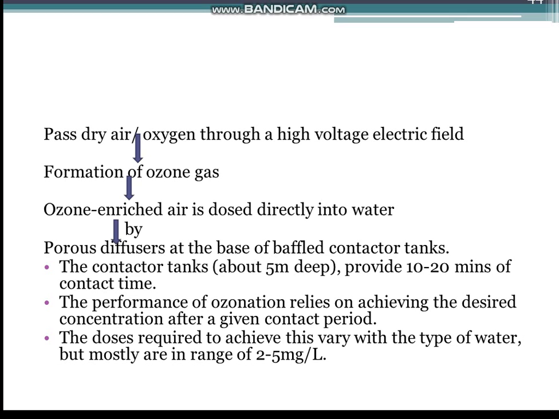The performance of ozonation relies on achieving the desired concentration after a given contact period. For oxidation of organic chemicals such as oxidizable pesticides, a residual of about 0.5 mg per liter after a contact time of up to 20 minutes is typically used. The doses required to achieve this vary with the type of water but are typically in the range 2 to 5 mg per liter. Higher doses are needed for untreated water because of the ozone demand of the natural background organics.